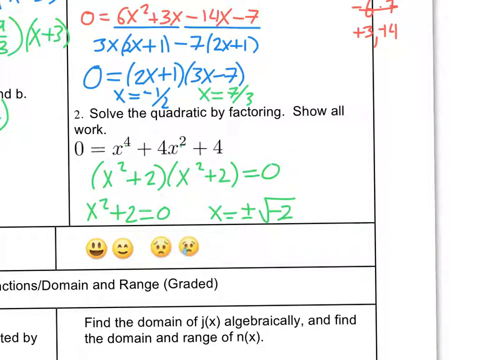Not something we're going to use in this course, but you should know that the square root of a negative number is what we call an imaginary number, and we could write this as the square root of 2 times i. There are no real solutions to that problem.